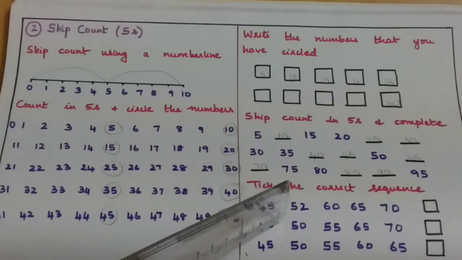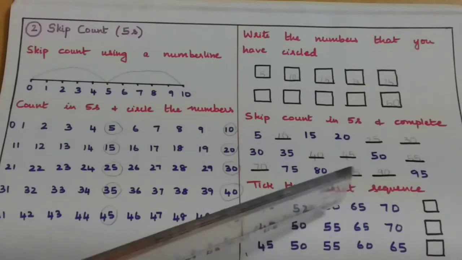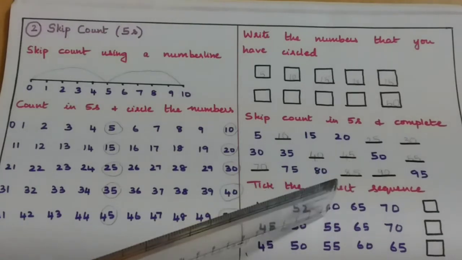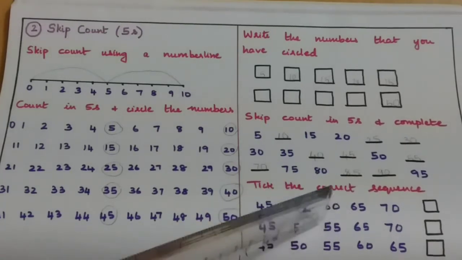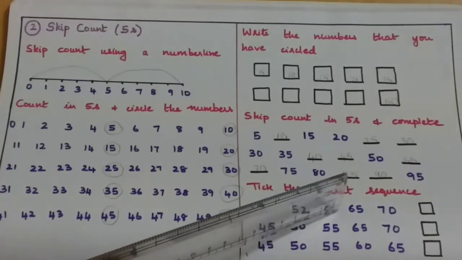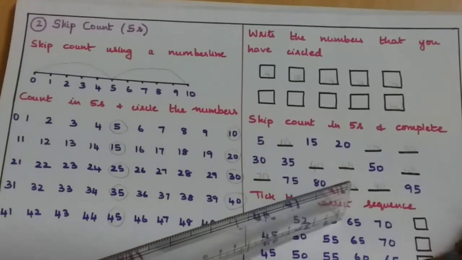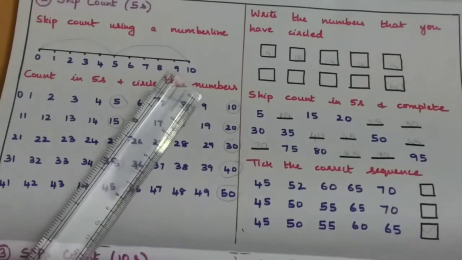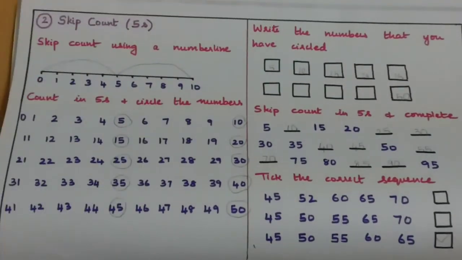Okay, so if you see the first sequence, there is a number 52. So it is not the correct sequence. So your child needs to put a cross over the first sequence. And if you see the next sequence, it is nothing but 45, 50, 55, 65 and 70. In between 60 has been missed. So it is the wrong sequence. So obviously the third sequence is going to be the correct one.